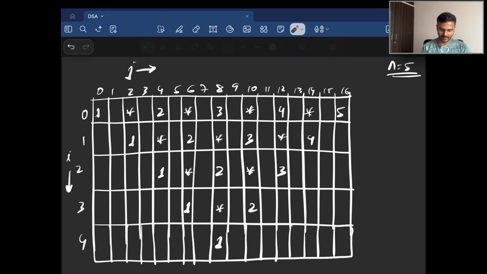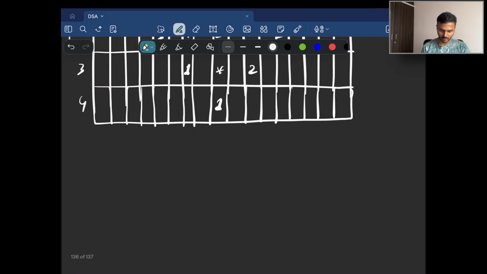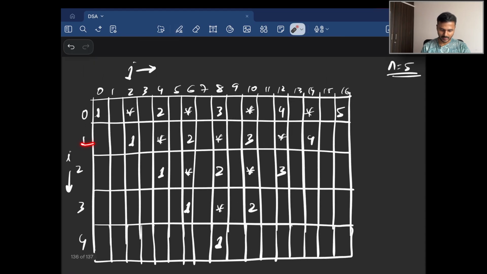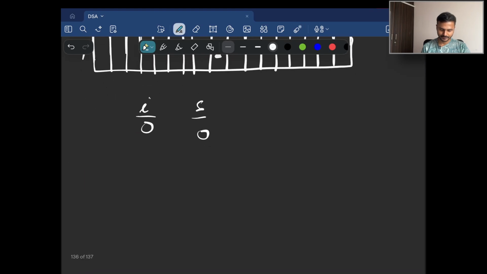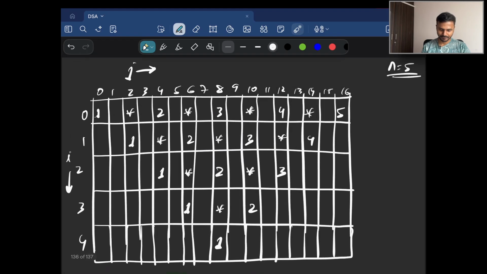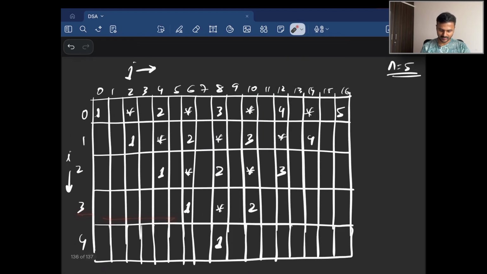So if we take a look at this, when I is 0, we're printing no spaces. So let me put that information down here. I is 0, no spaces. When I is 1, 2 spaces. When I is 2, 4 spaces. Then when I is 3, 6 spaces. And I is 4, 8 spaces.